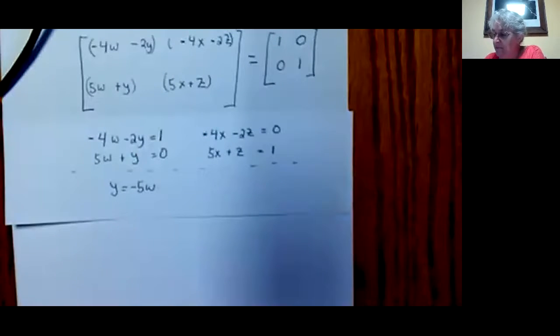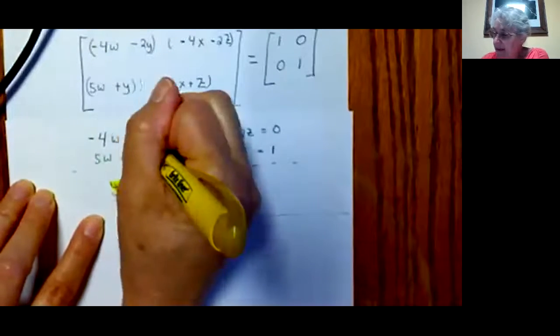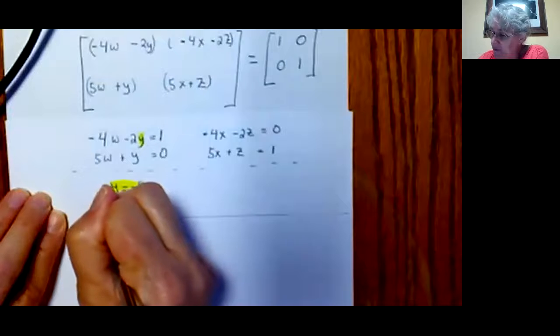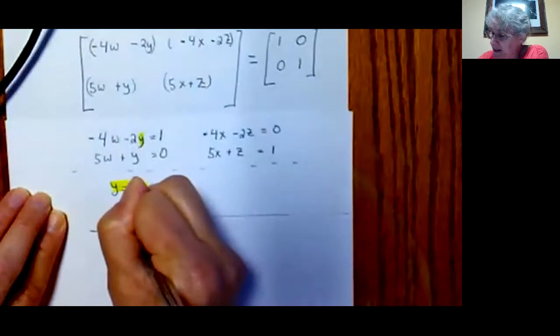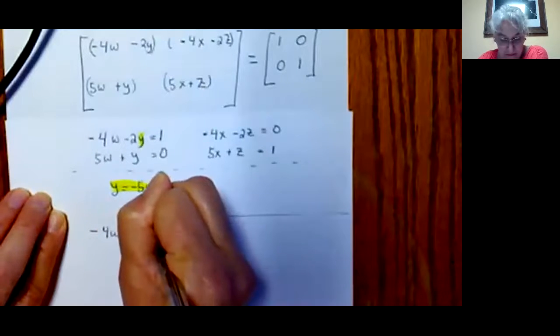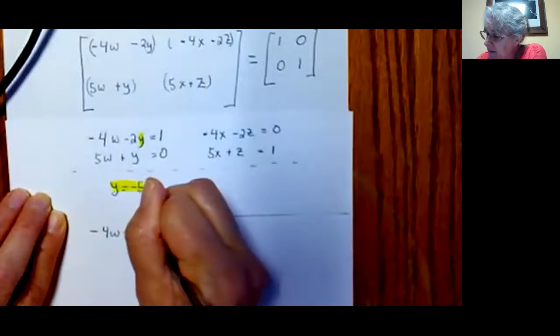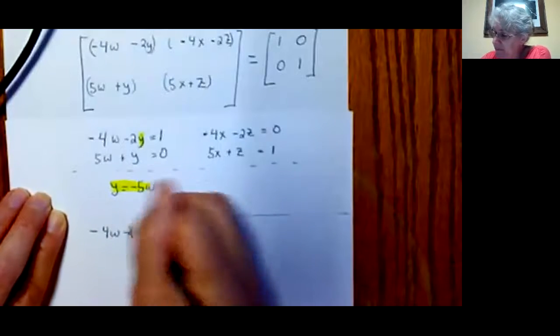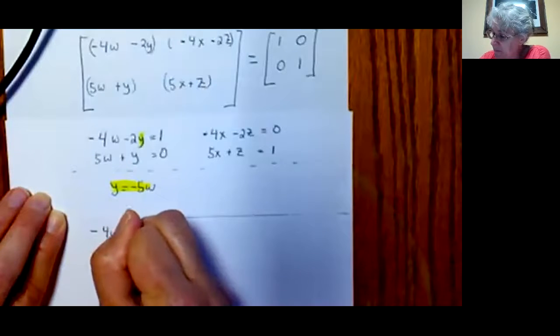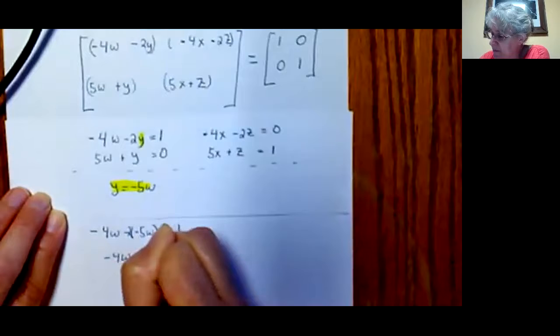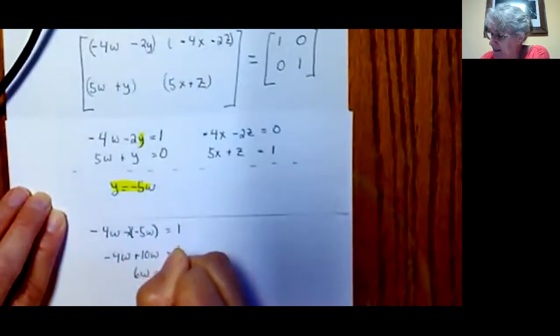Now, if I take my Y equals 5 minus W, and I substitute it back in here, I end up with minus 4W minus 5W times 2 equals 1. So I get minus 4W plus 10W equals 1. That's 6W equals 1. W equals 1/6.